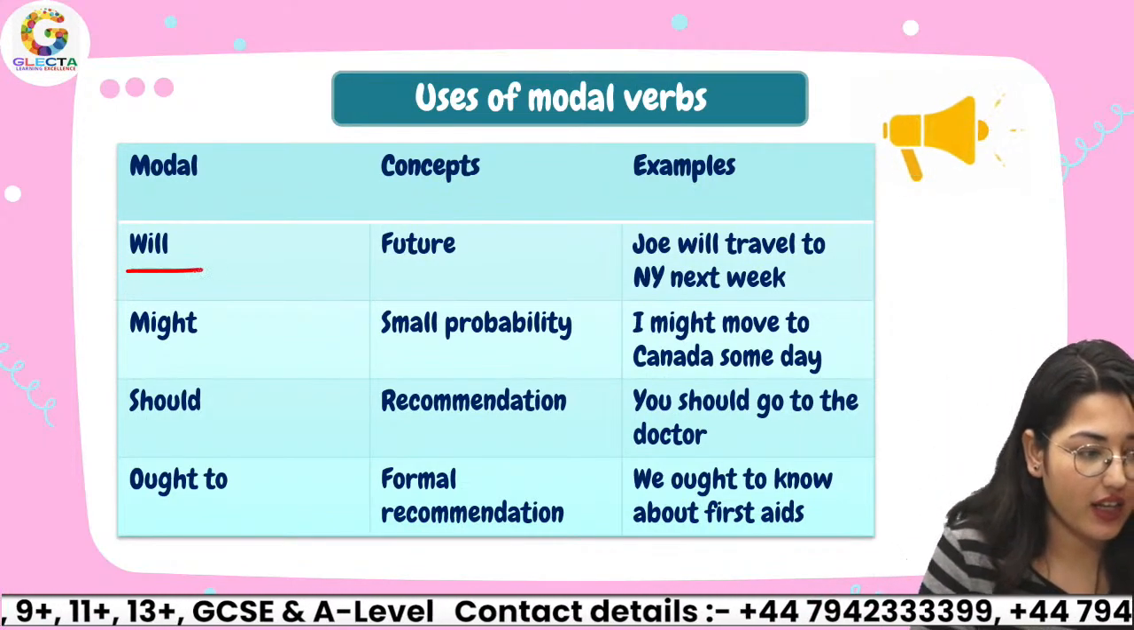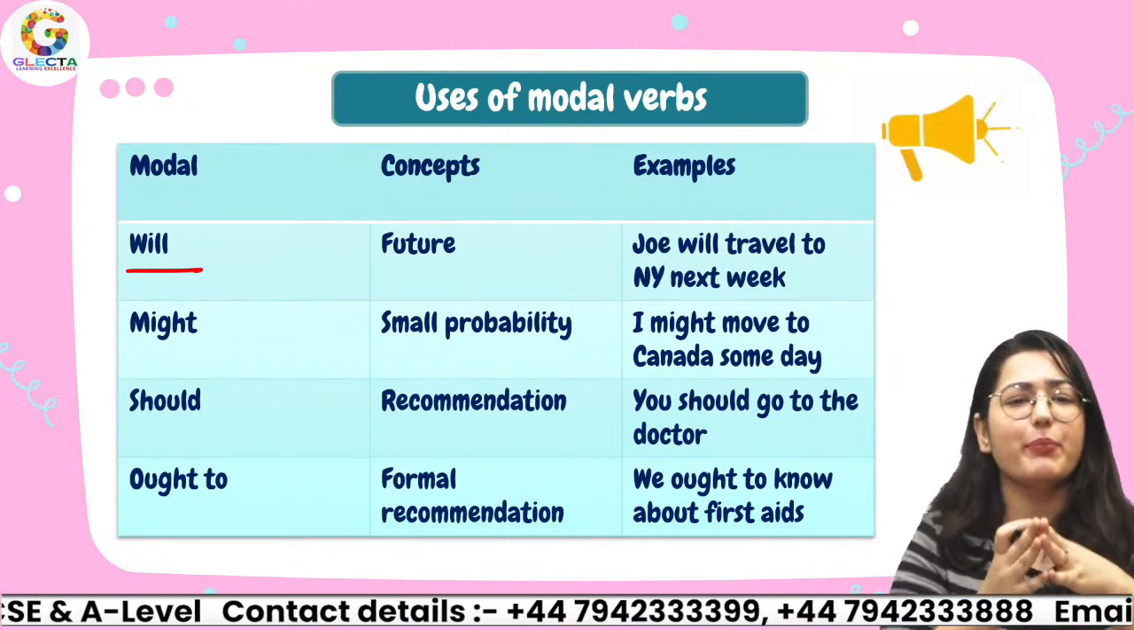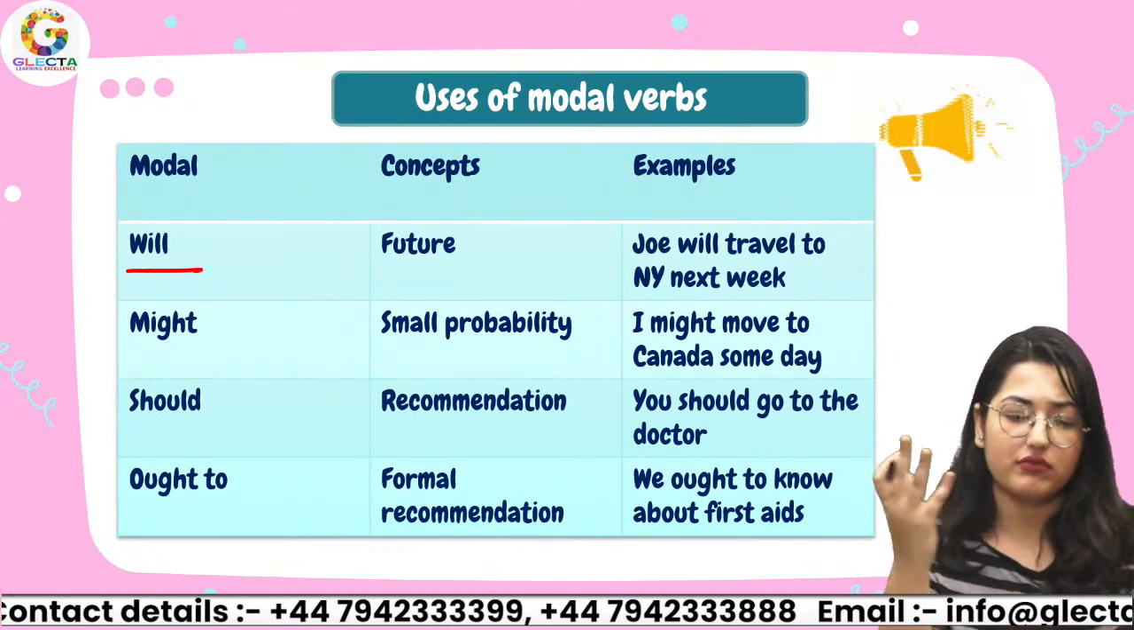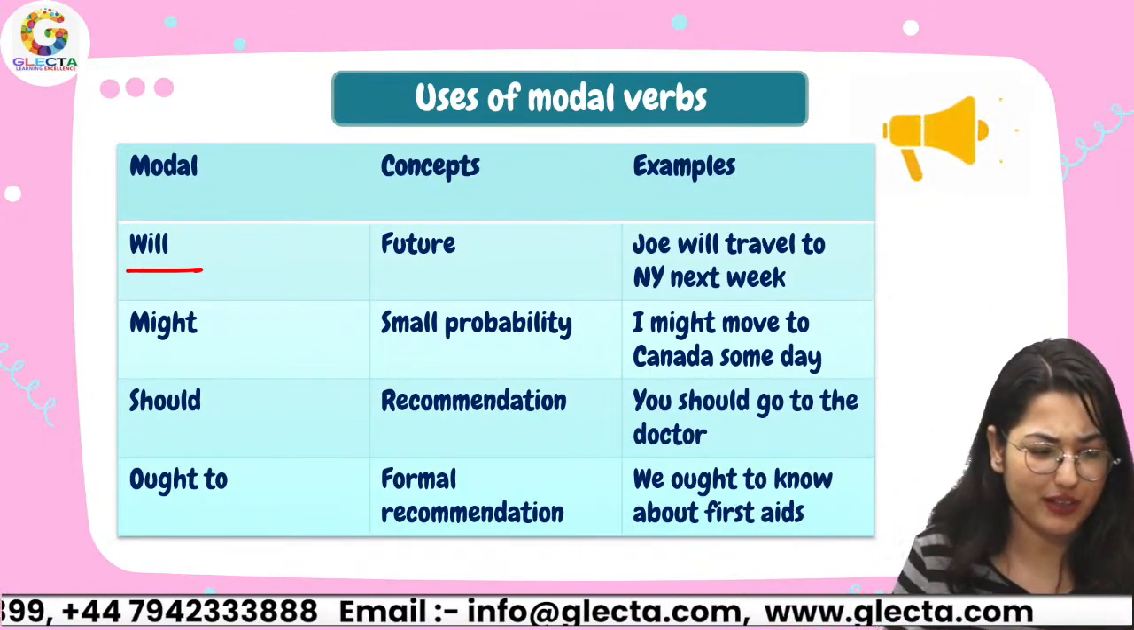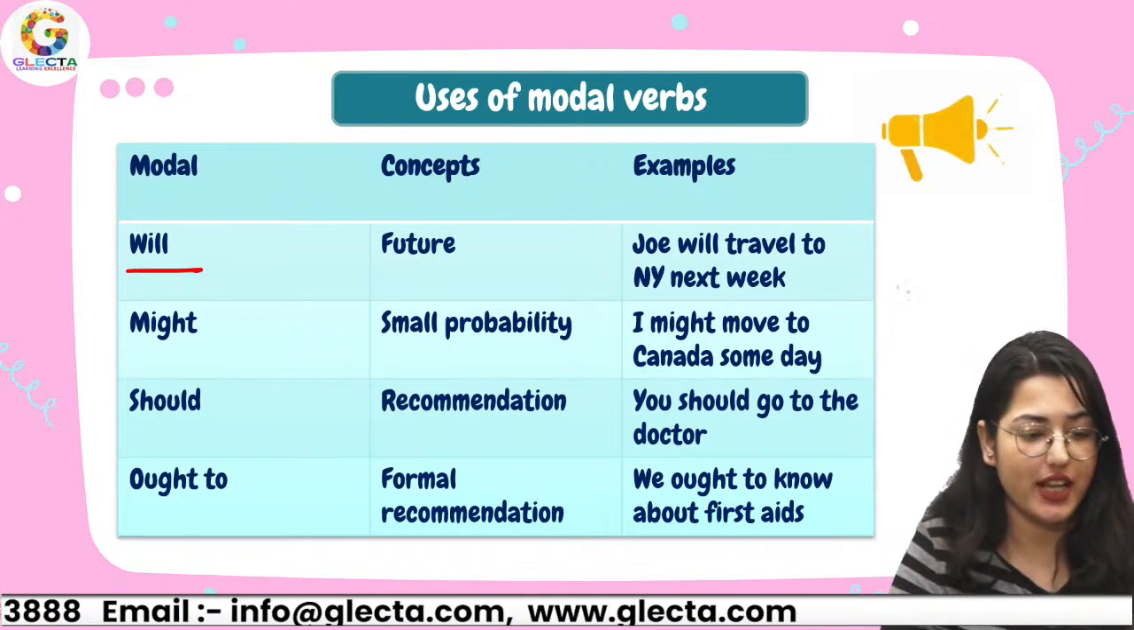The first one is will. We all know that. We simply use will in the future tense, like Joe will travel to New York next week.